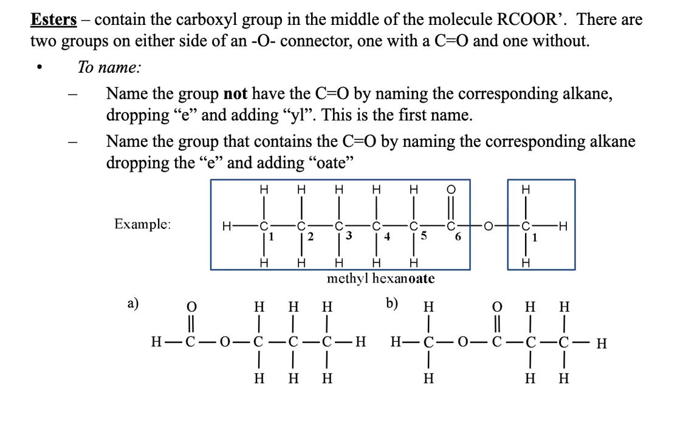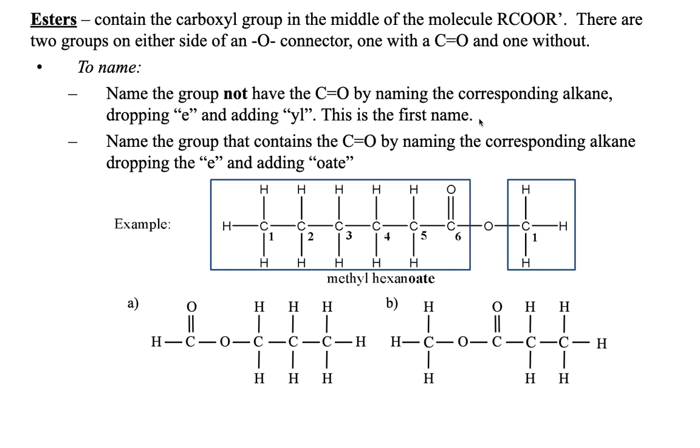so it's always going to have the name something-yl, something-oate. They don't use a number on table R, so you will never use a number in your esters when you're naming them. All right, so what's the first name and what's the last name? The first name is the one that doesn't have the C double bond O. In this case, it's this group right here.